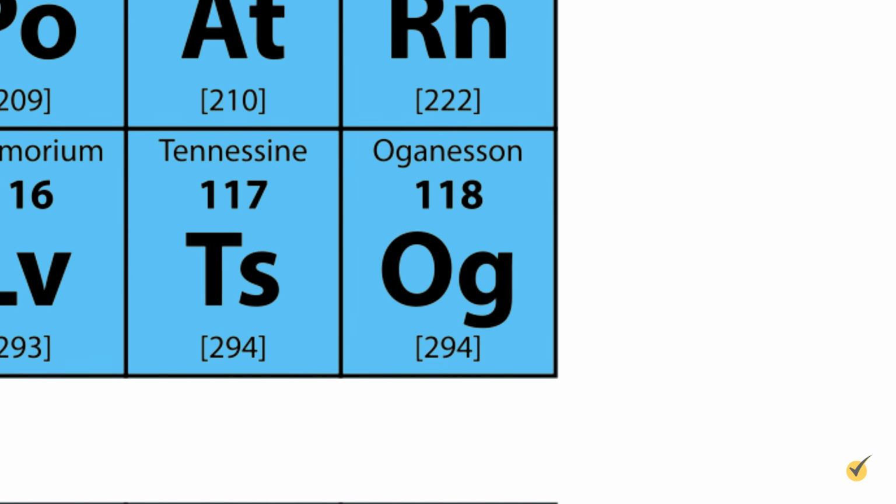It's so unstable that only 5 atoms of the element have ever been created, and all of them decayed in less than a millisecond. To sum up, the earliest versions of the periodic table represented a dramatic shift in how we organized elements and matter.